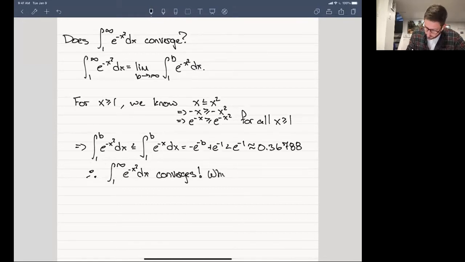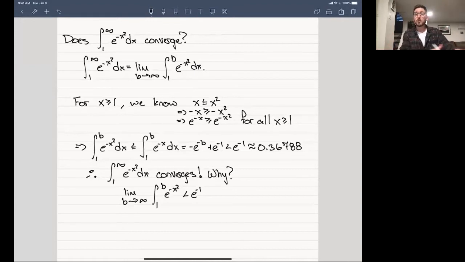Why? Well, we can use the squeeze theorem here, right? The limit as b goes to infinity of the integral from 1 to b of e to the minus x squared is less than e to the minus 1. That's just using the squeeze theorem from what we did on the right-hand side. So not only do we know it's finite, but we've narrowed down where the value of this integral actually is.